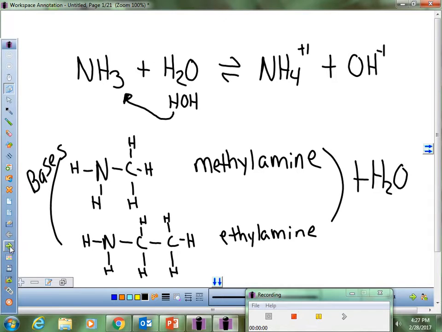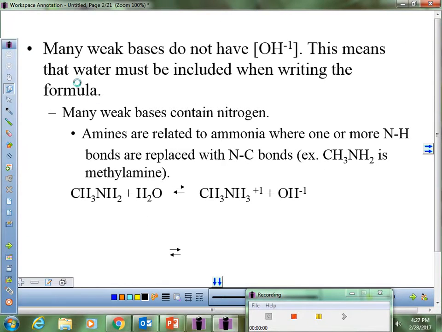And writing them is kind of the hardest part for some of you. It says many weak bases do not have hydroxide. This means that water must be included when writing the formula. Many weak bases contain nitrogen, such as ammonia. Amines are related to ammonia where one of the NH groups is replaced by an NC group. And so here is the methylamine that we just saw. CH3 is the methyl, and then there's the amine.